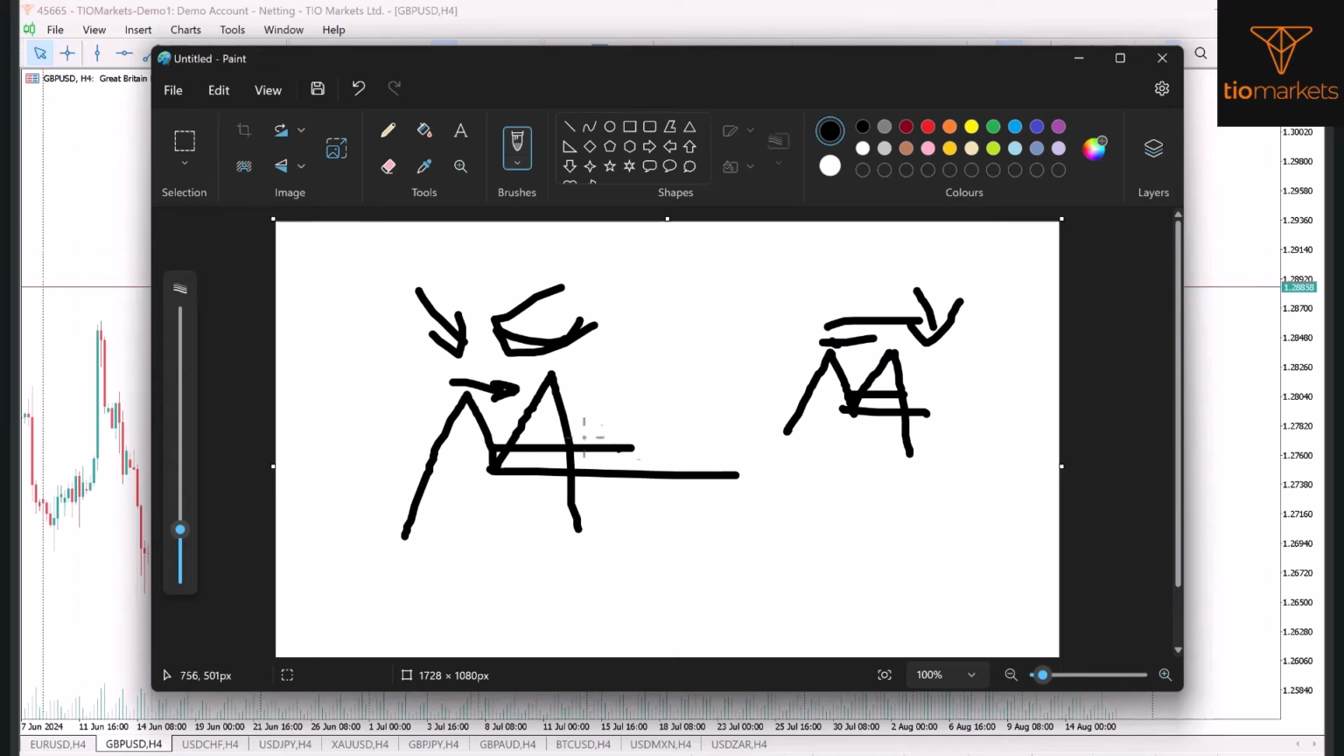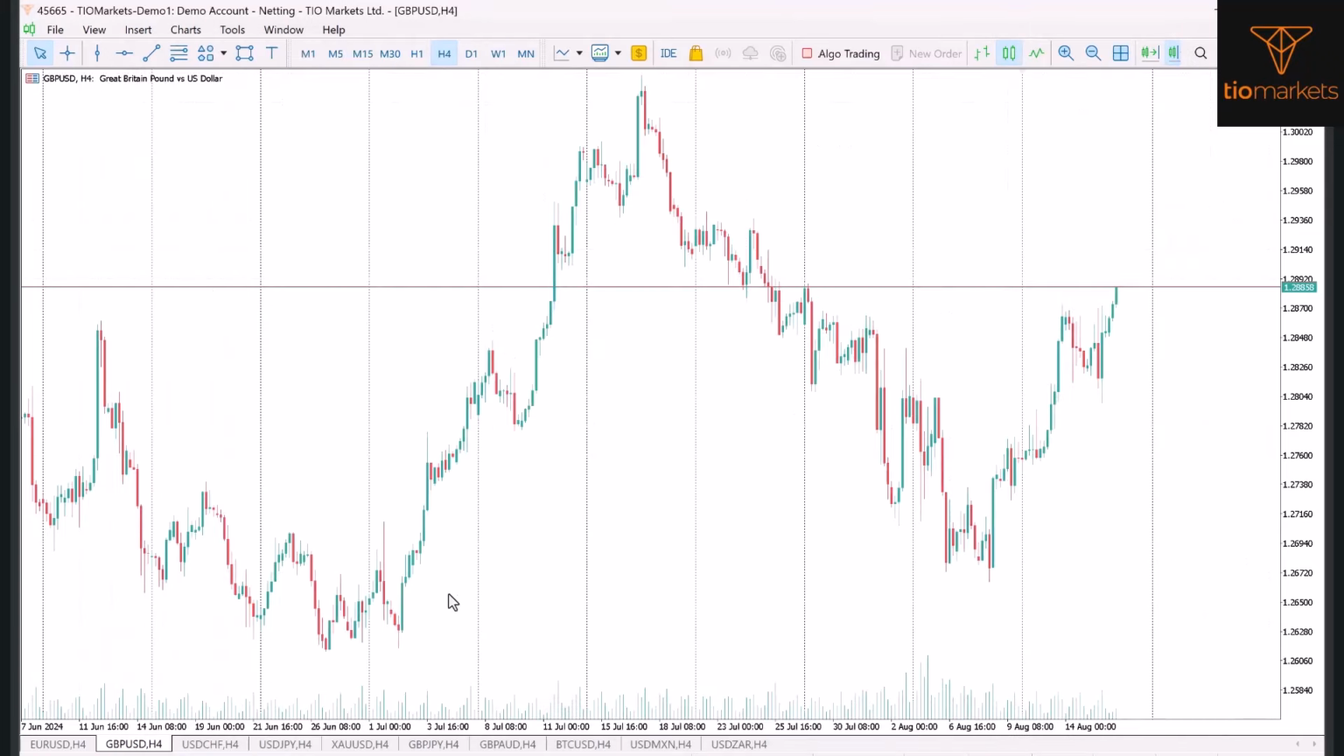So we're going to go straight into our charts and try to explain how we understand this. So when price is going down like this, this is GBP USD and this is on TIOmarkets.